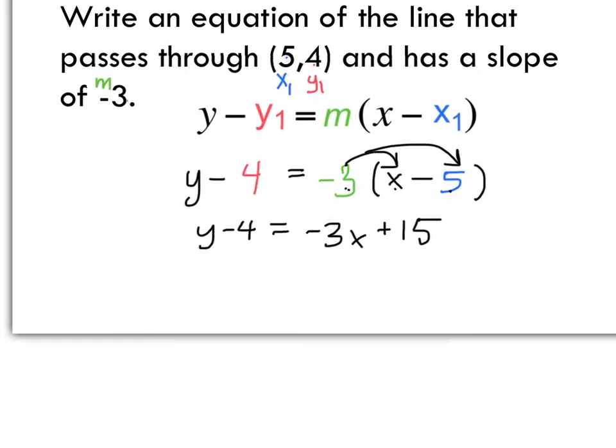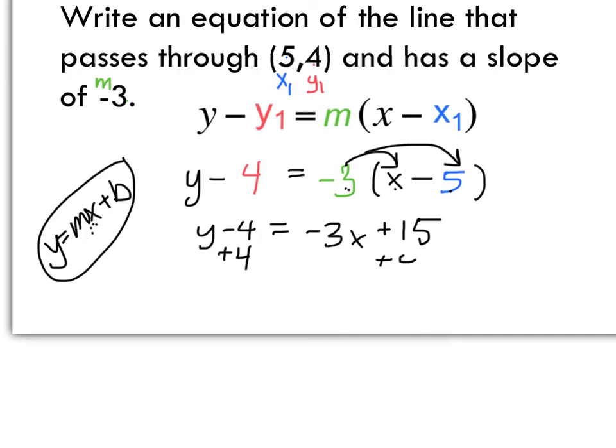All right. So you could leave it like this, but you also remember this formula, y equals mx plus b. This is a much nicer formula. You could actually write it in standard form too, but let's write it in this one over here for today. So what do you have to do to get y by itself? Add 4, y equals -3x plus 19.